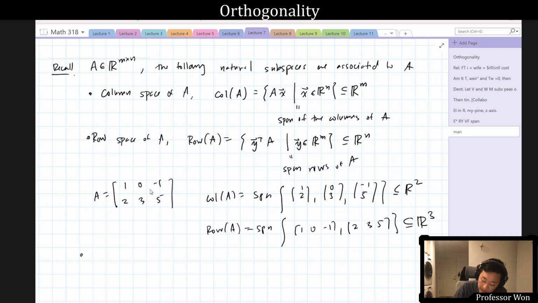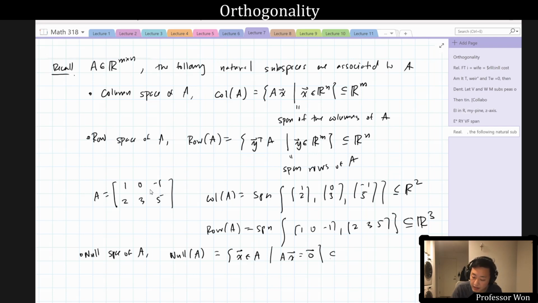Okay, we also have the null space of A. That's denoted null of A in our notes. And that's all the vectors x such that A times x equals 0. And this, of course, is a subspace of Rn, right? Because you can only multiply A by vectors in Rn.